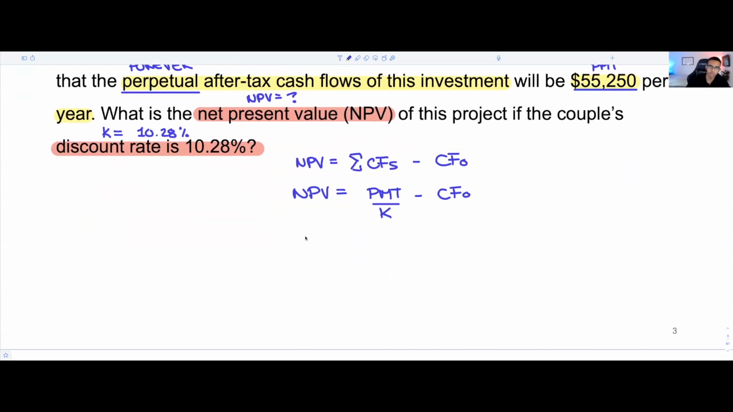And then really what you would say is, well, okay, NPV will be equal to 55,250 divided by 10.28% minus, in this case, $250,000. And this amount will be your net present value.